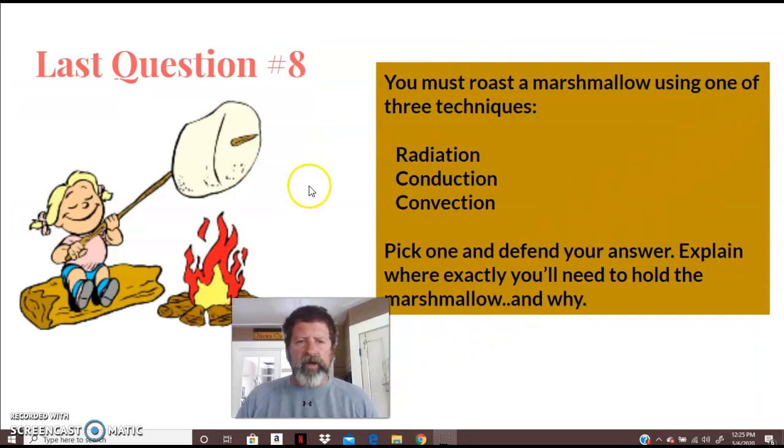If you're going to roast a marshmallow and you're going to use either radiation, conduction, or convection, what technique are you going to use? Where are you going to put that marshmallow? And are you going to depend on radiation, conduction, or convection? You have to pick one, and you have to defend your answer. You could do it any of the 3 ways. They're all available when you're sitting by a fire. So are you going to roast that marshmallow using radiation? Are you going to roast it using conduction? Or are you going to roast it using convection? How would you get the perfect marshmallow roast?